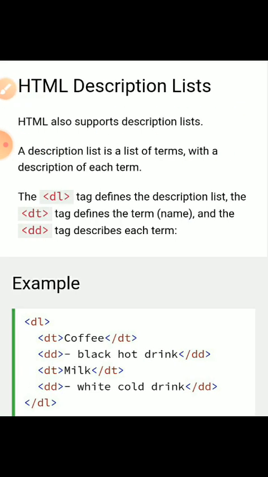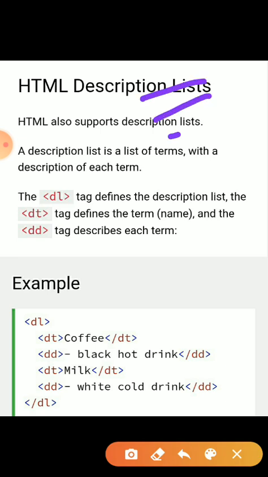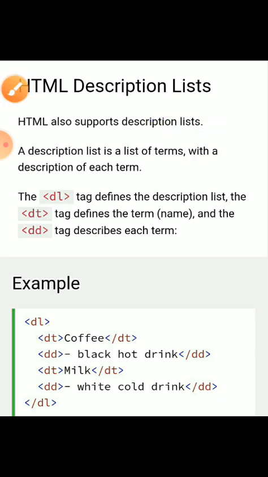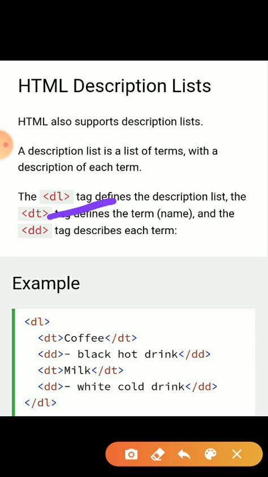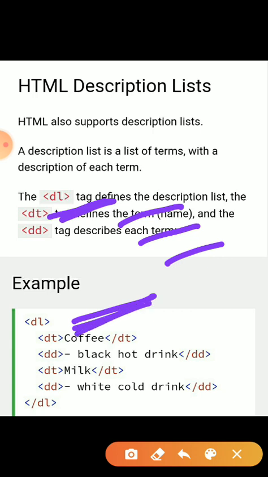Now next one is description list. Description list also supports describing a list. Previously we showed unordered list and ordered list, where each item is shown below the other item. But in description list, suppose I give one item and inside that 2 or 3 items, then one item, then 2 or 3. For these types of list, we use description list.